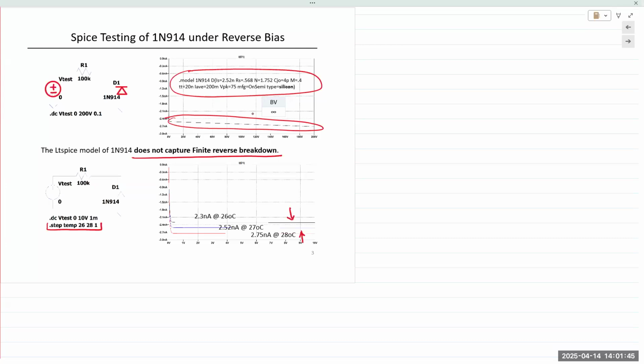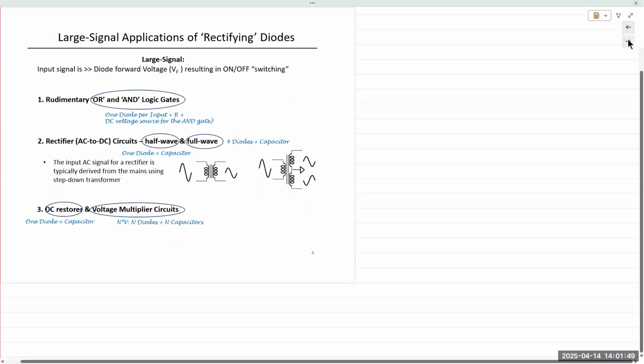All right, so we'll end class here today. We'll pick up here on Wednesday with the applications of diodes using a large signal model.